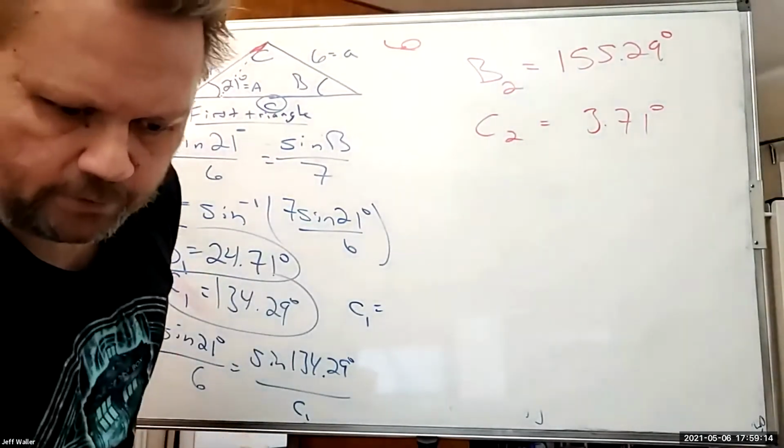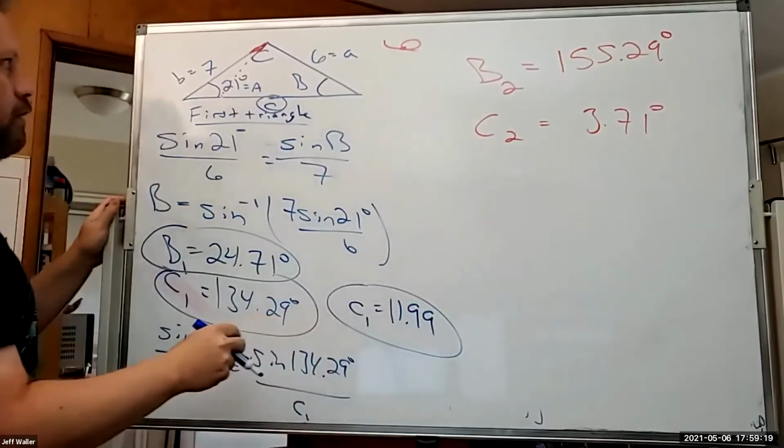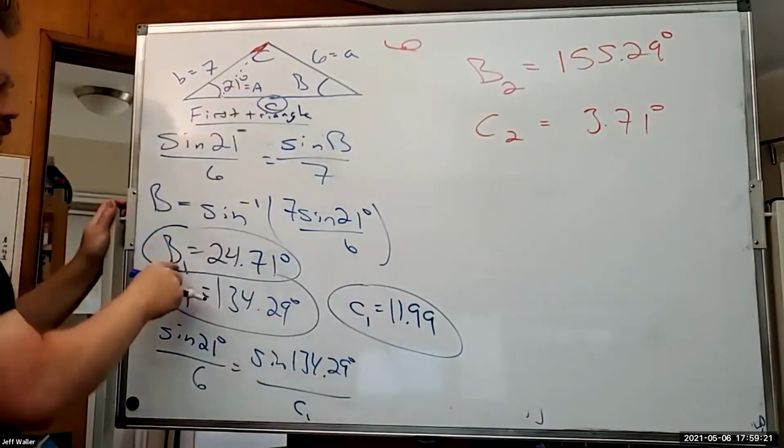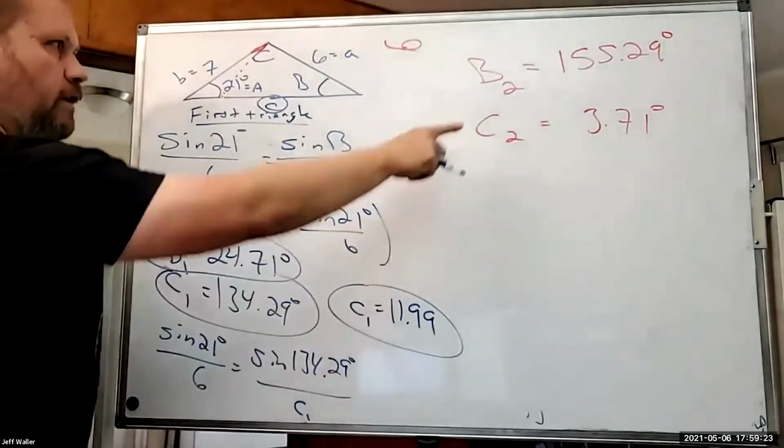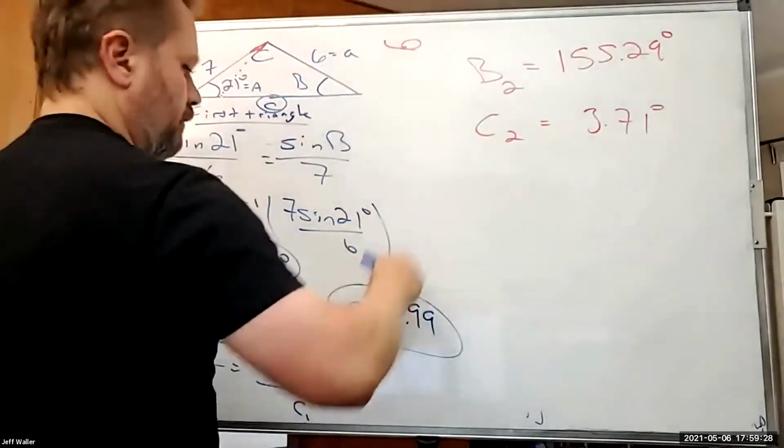Yeah, what did I get? Yeah, 11.99. I like it. So now that's been solved. I know all three angles. I know all three sides. Now I just got to figure him out. And again, it's really the same work I just did. It's still C I don't know.